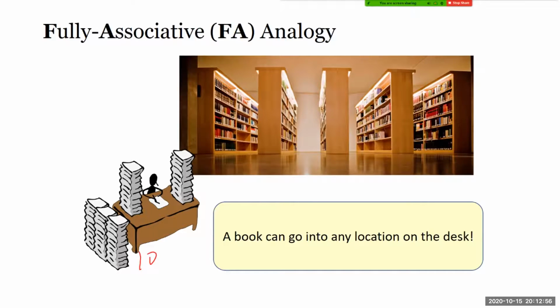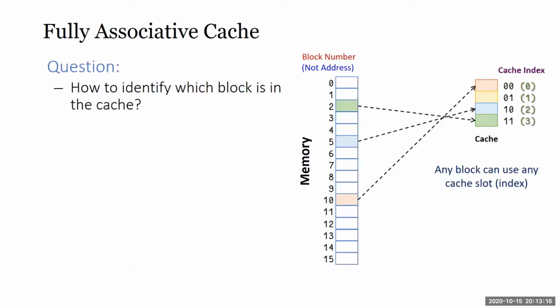So on my table, say I have 10 spaces for 10 books. Any book I take, I can put into any of these 10 spaces on my table. This is called fully associative. Any book I pull from the library, I can put on my table. So books are like blocks, and the individual pages are like your instructions. This is a fully associative cache.